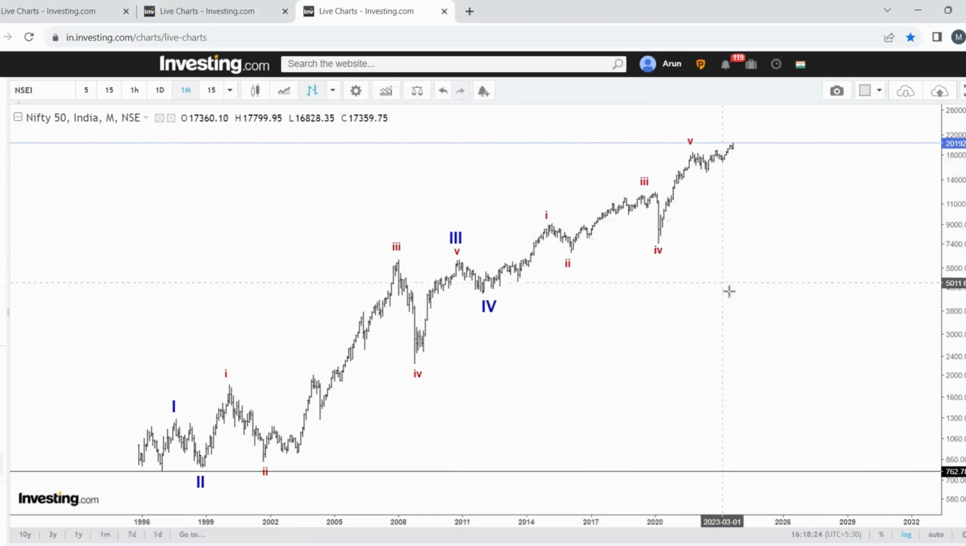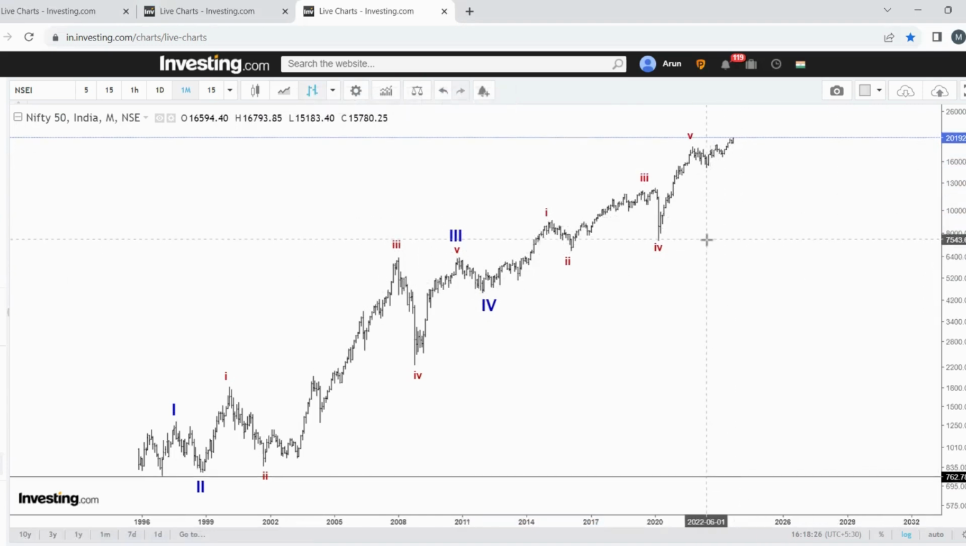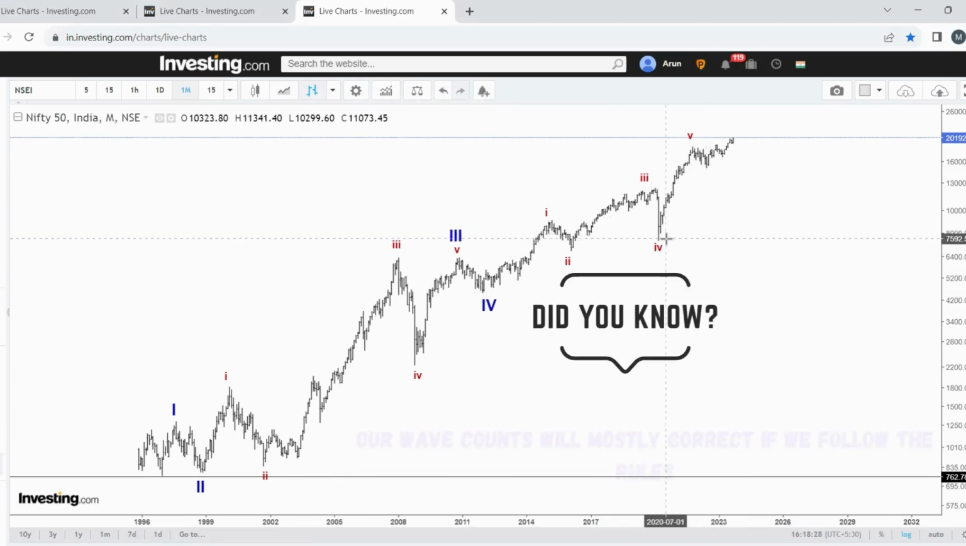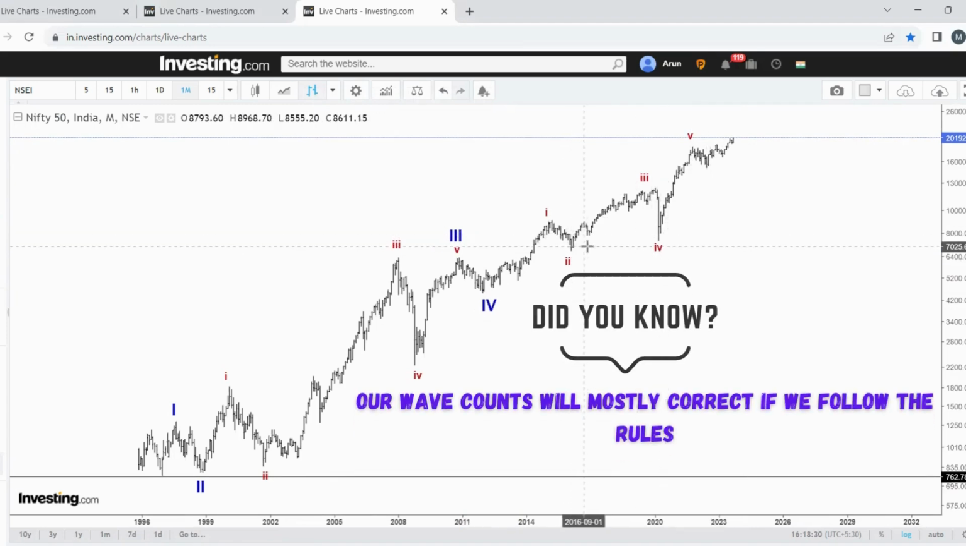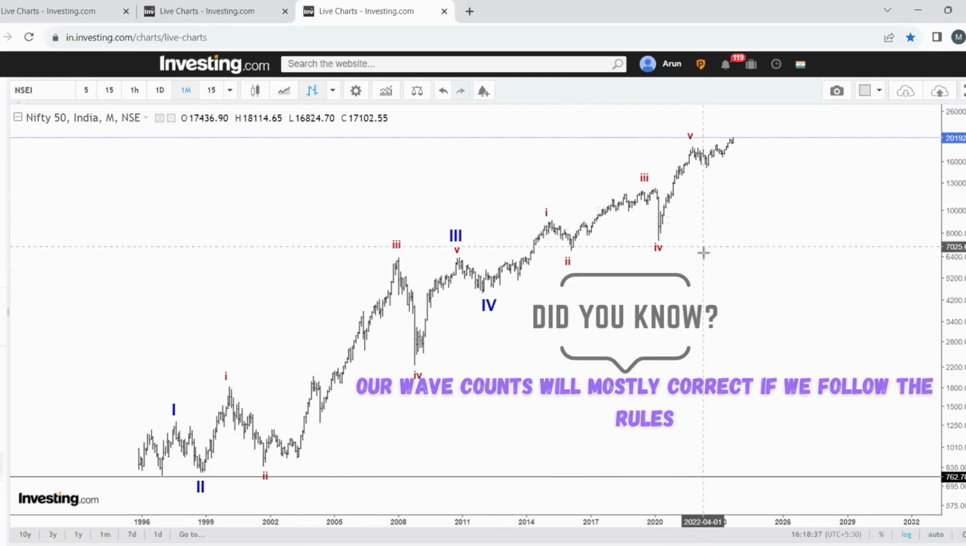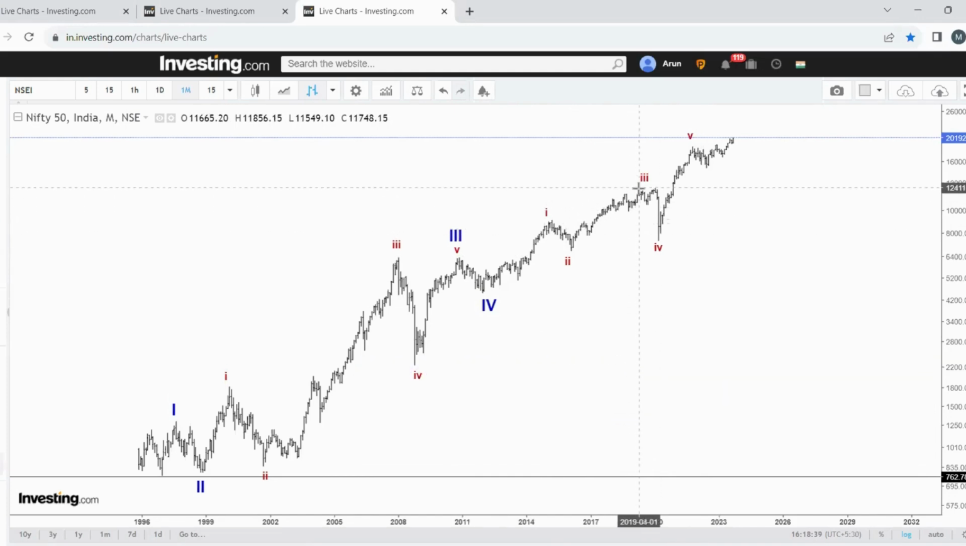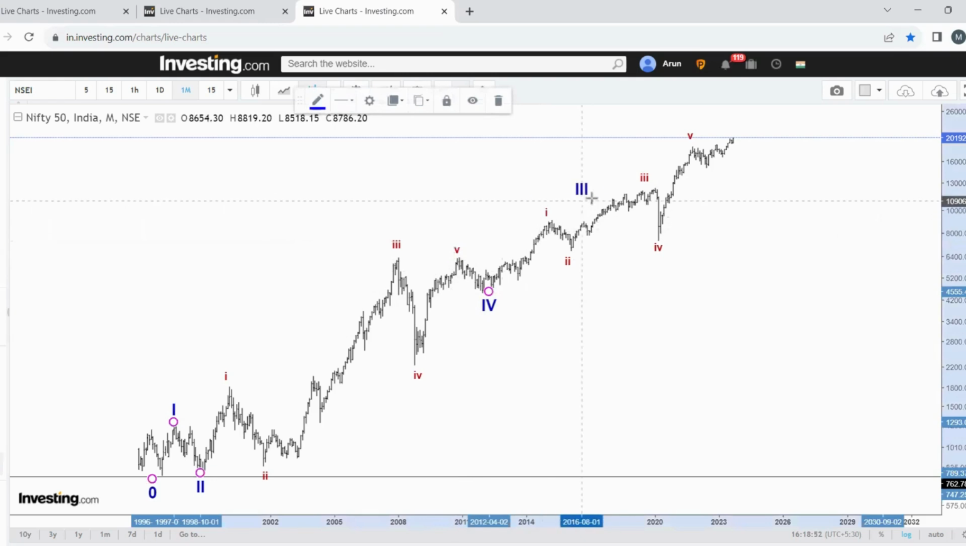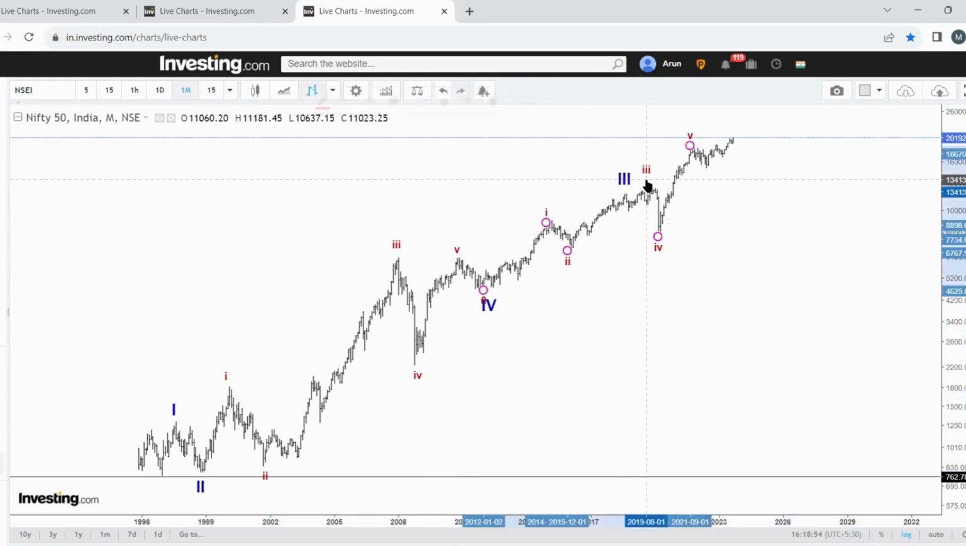If this is the count, again, see, this is not going to happen. Wave 4 has traded below the top of wave 1, so this also is not valid. So what we can do is, this fifth of the third wave is not completed here, it has completed here. I'll show you.